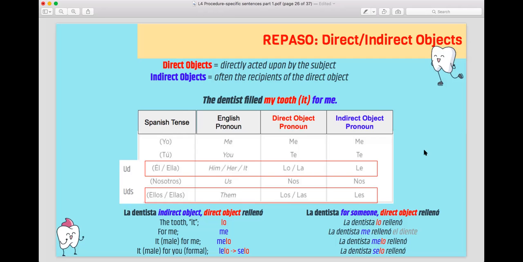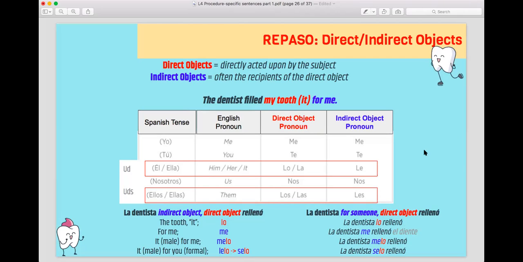Breaking it down into grammar, the way you do that would be with direct and indirect object pronouns. So what is a direct object? A direct object is something that is going to be directly acted upon with a verb by the subject of the sentence. An indirect object, especially in terms of dentistry, is often going to be the recipient of the direct object. So let's say you're filling someone's tooth.